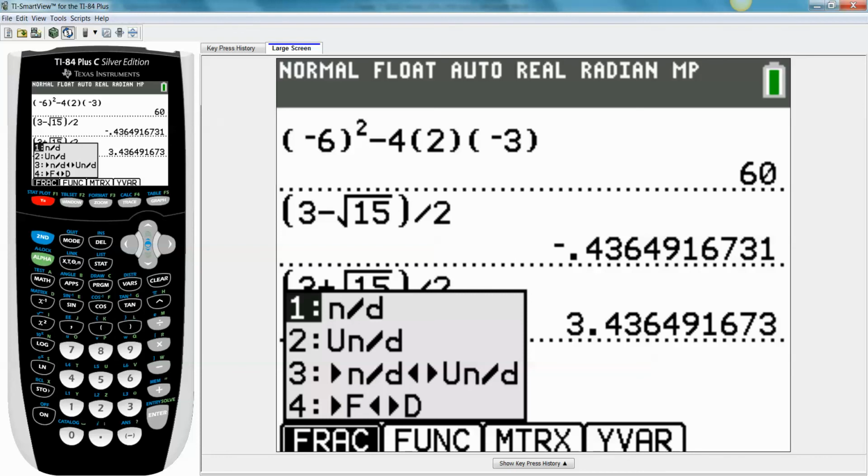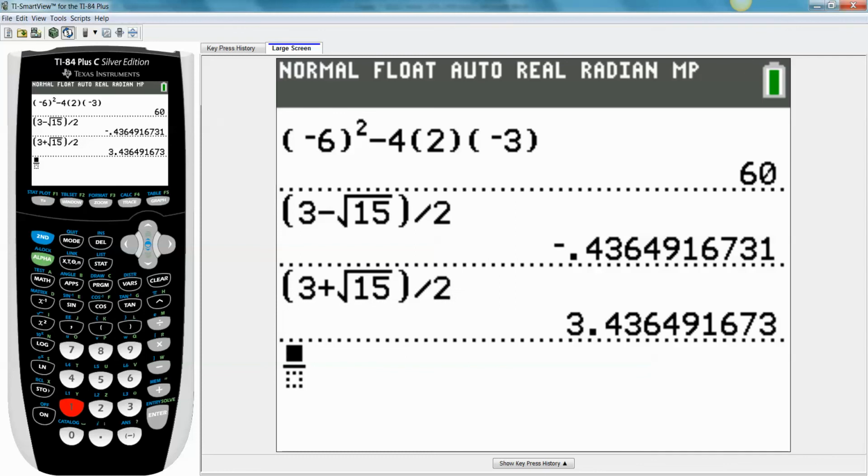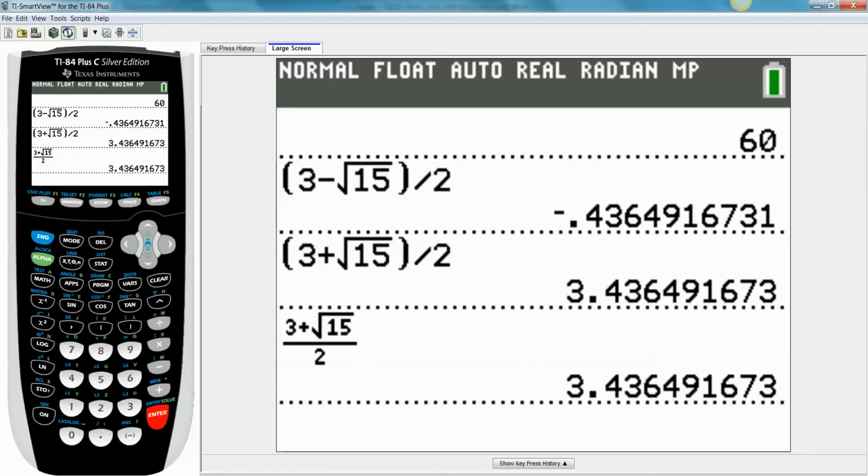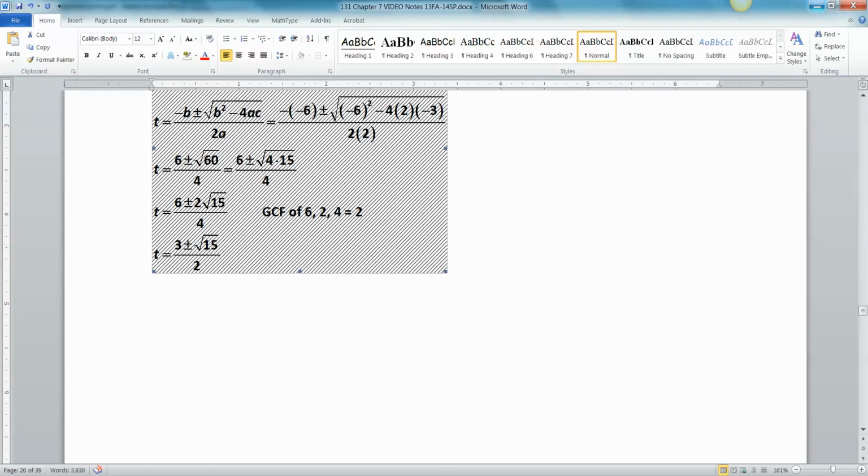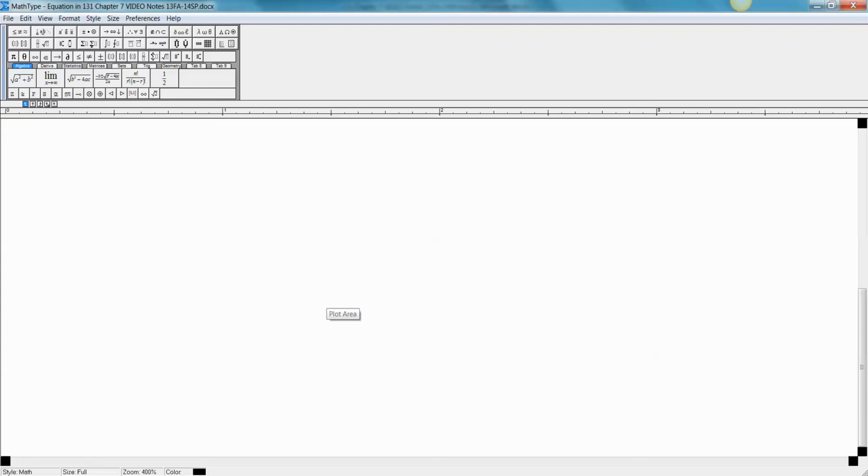And it just occurred to me, you might want to be able to try this with the other methods. So let's see, if I hit alpha F1, and I hit the numerator denominator thing, 3 plus square root of 15, square root of 15, and then use my arrow keys to arrow down to 2, enter, and see it finds it that way. And that alpha thing is nice because it makes it look like it actually looks on the paper. 3 plus square root of 15 over 2. So we get negative 0.436 and positive 3.436.